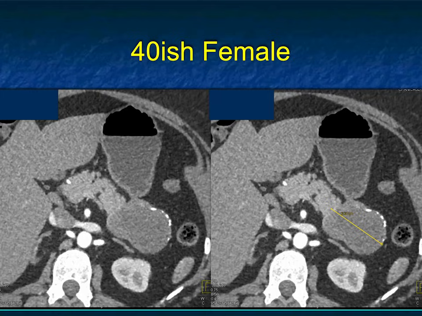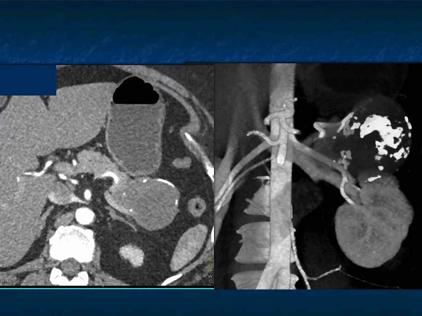40-ish-year-old female, mass in the tail of pancreas, rim-like calcification. Could be a serous cystadenoma. Could be an MCN. I don't like it for a neuroendocrine tumor. Another lesion that gives very coarse calcifications, like this one does, as shown in the MIP imaging, is a SPEN, a solid pseudopapillary epithelial neoplasm, more common by 9-to-1 in women than men.